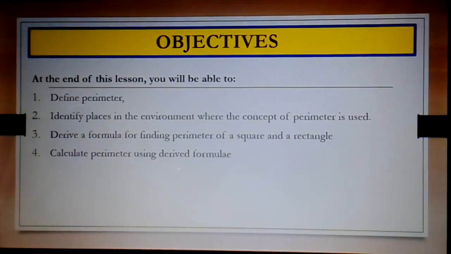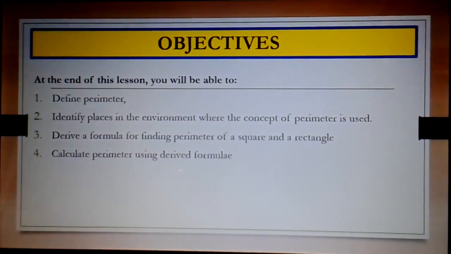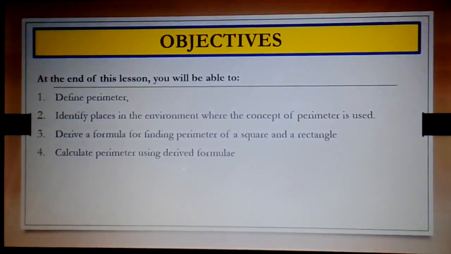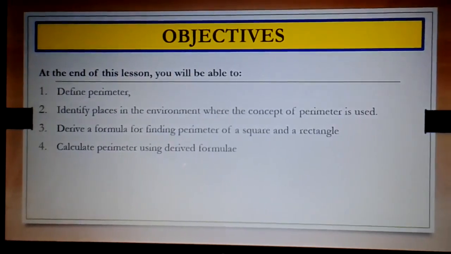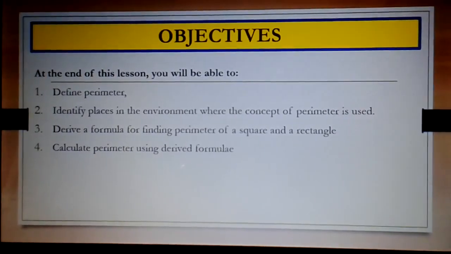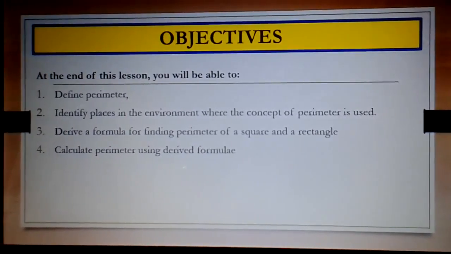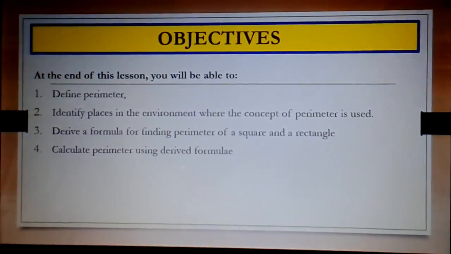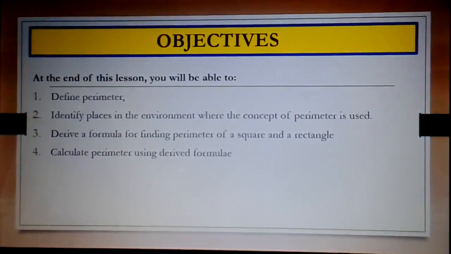Our objectives for this lesson will be to define perimeter, to identify places in the environment where the concept of perimeter is used, to derive a formula for finding the perimeter of a square and a rectangle, and also to calculate perimeter using the derived formula.